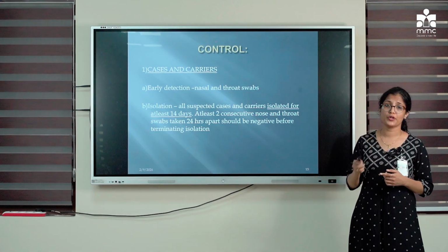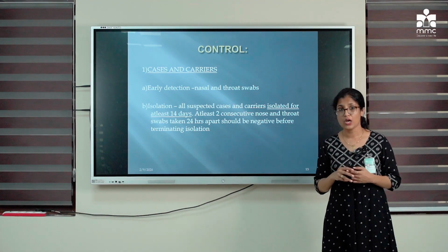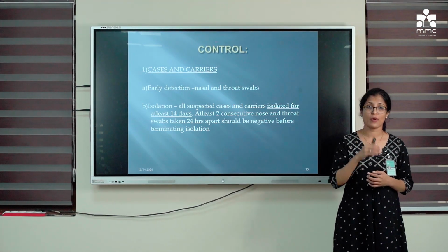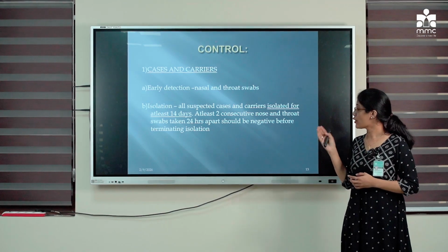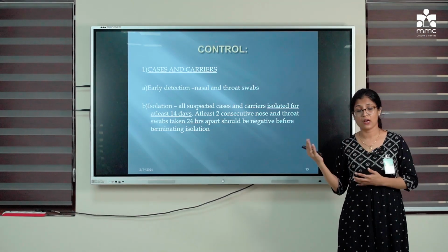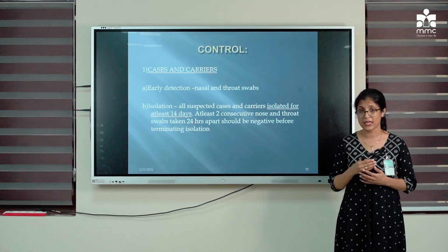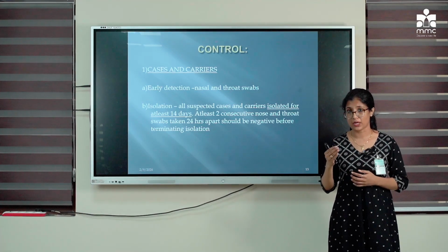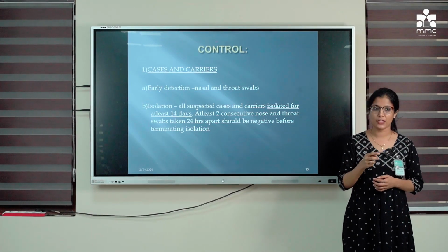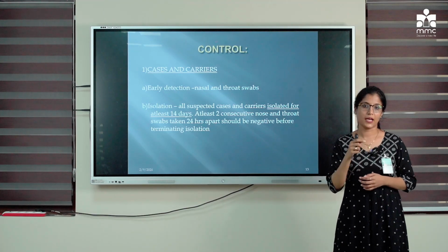Now if at all you want to be removed from the category of isolation, you should have your swab taken. That is, your nasal or throat swabs or nasal and throat swabs can be taken 24 hours apart, and both of these should be negative for the isolation to be ended.